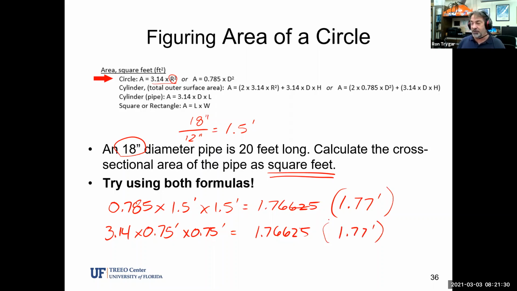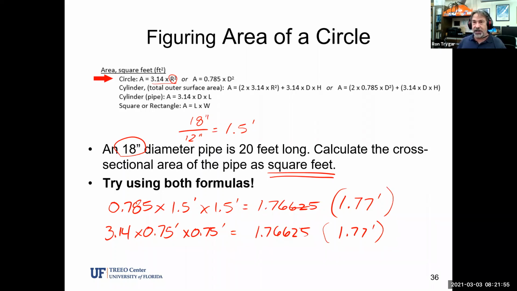So either way, you come up with the same answer. So try it out, work in both formulas, and get familiar with it. If you'd like to pick one that works for you, then build your strategy around that. Say, well, if everything's given to me in diameter, I'm going to go with 0.785. Or if I choose radius, I have to watch out that if diameter is given to me, I need to convert it into the radius.